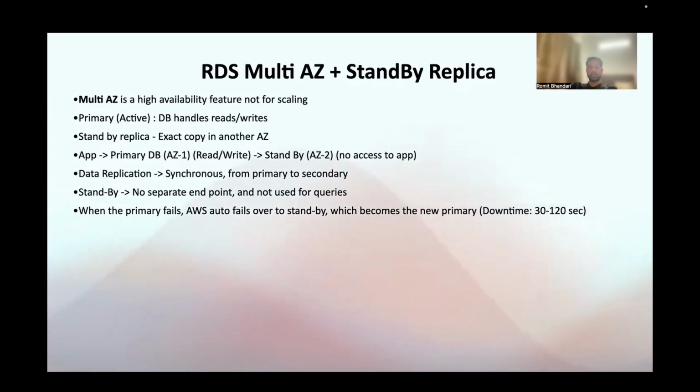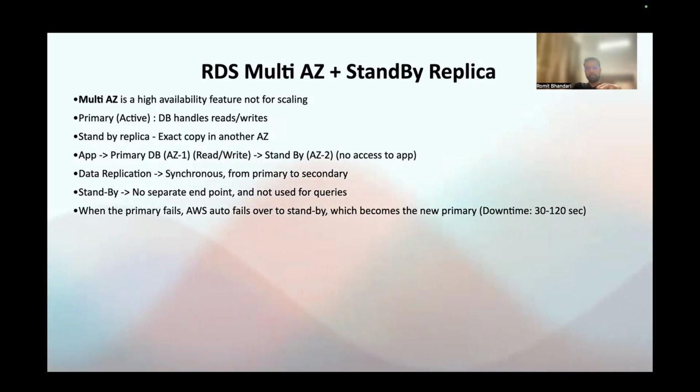Okay, RDS could be RDS multi-AZ plus standby backup. So for high availability, you have RDS as a multi-AZ architecture, and also with a standby replica. Now, what is the meaning of that? Let's understand that. The primary here handles reads and writes. There would be a primary active DB. The standby replica would be an exact copy in another availability zone. So the application would read and write from the primary DB.